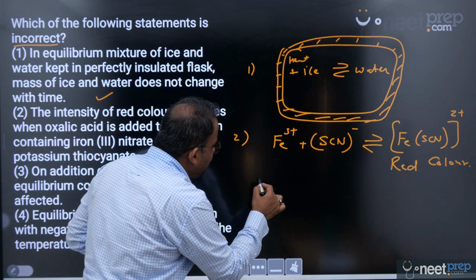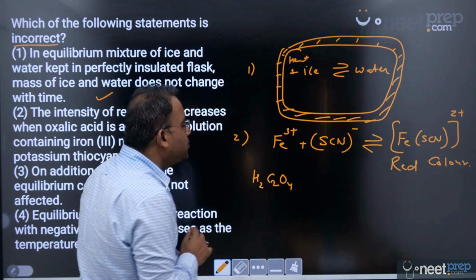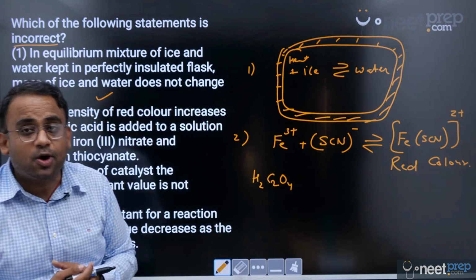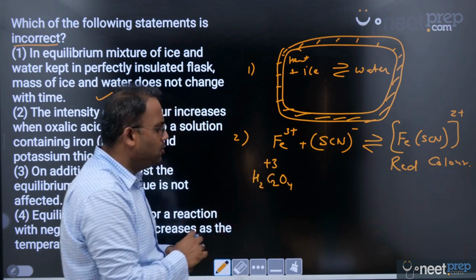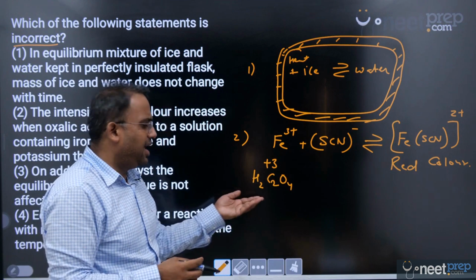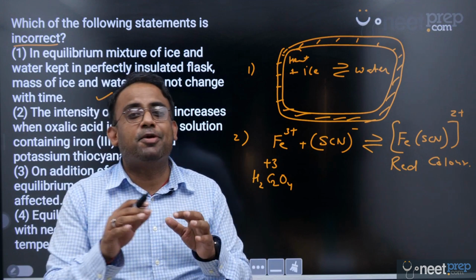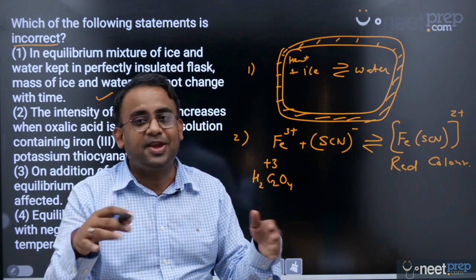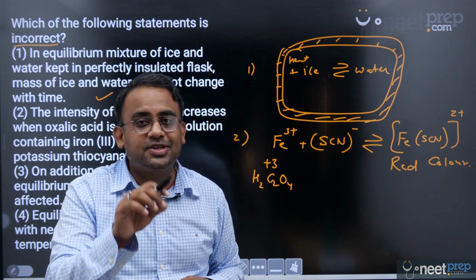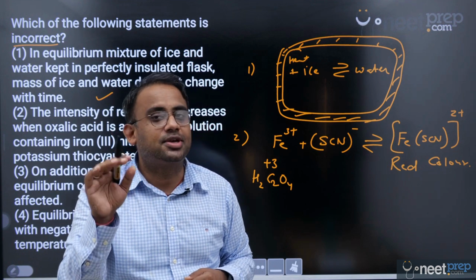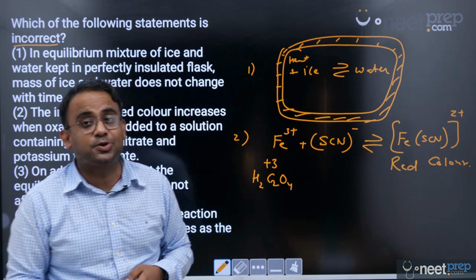We have added oxalic acid here, H2C2O4. Now students, if you figure out the oxidation state of carbon in oxalic acid, it will come out to be +3. That you can work out using a simple mathematical equation. Let me give you another piece of information which is very important as far as inorganic chemistry is concerned. A fact: carbon with oxygen is found to be most stable in +4 oxidation state. Now here carbon is in +3 oxidation state.